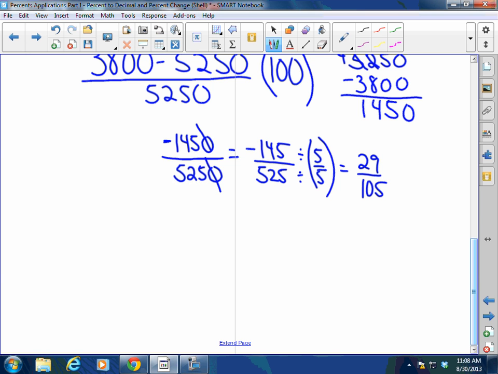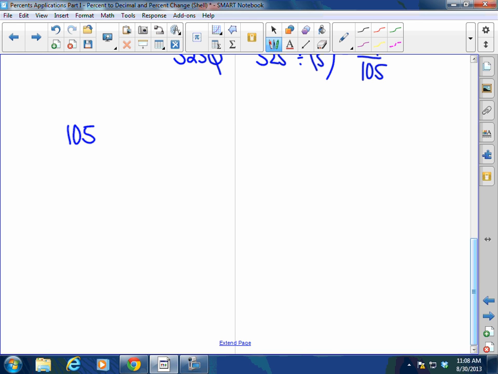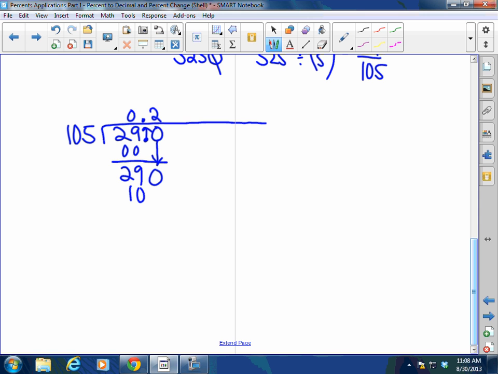So let's check this out. I've got 105 into 29. Well, 105 goes into 29 0 times. So I got 29. I'm stuck. What do I do? Well, I add a decimal, drop down a 0. 105 goes into 290 2 times, which is 210. And I have 80. Drop down a 0.